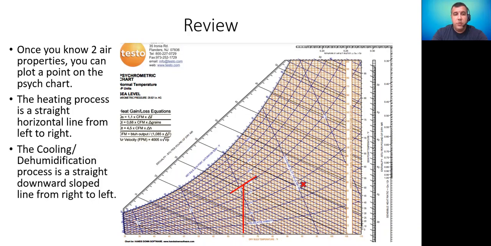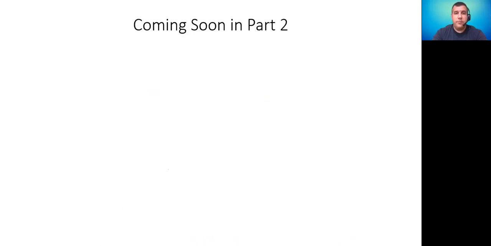Now, the cooling and dehumidification process is a straight downward slope from right to left. So that represents our cooling and dehumidification. We go to the left because we're removing dry bulb temperature. We go down because we're removing grains of moisture.